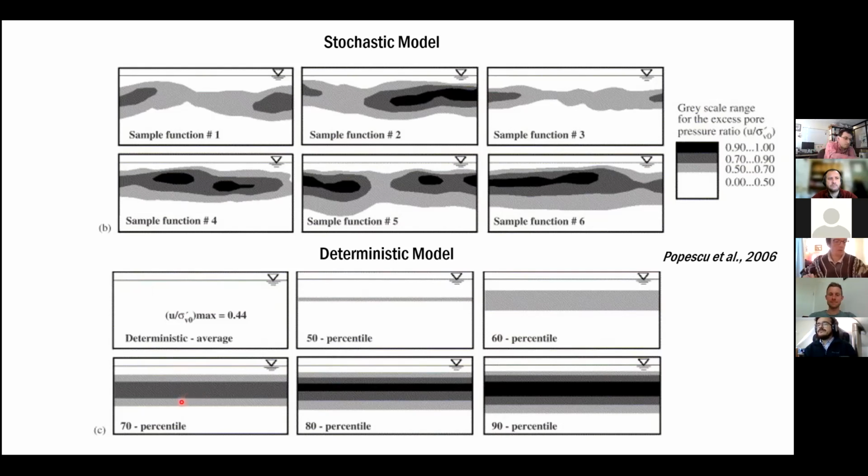And we will need to use, for example, the 70 percentile of the data in order to generate excess pore pressure ratio similar to what we see in the stochastic models. So this is what Popescu et al. refers to when using layered models or deterministic uniform models can lead to underrepresenting the excess pore pressure ratio and underrepresents the effects of the response of the site to liquefaction.